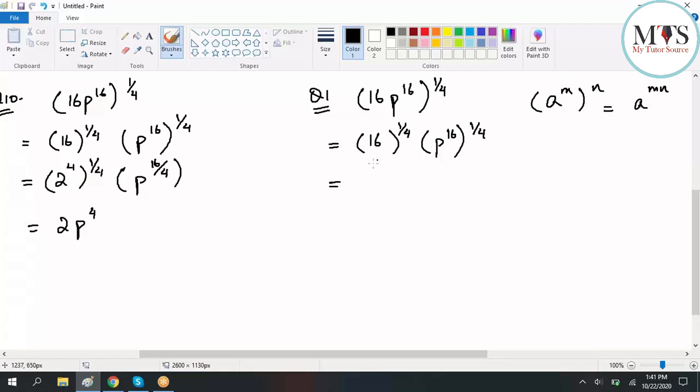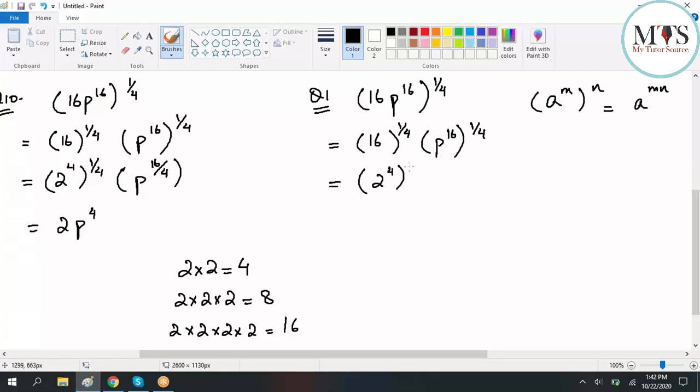So 2 times 2 is what? 4. Then 2 times 2 times 2 is 8. And when we multiply 2 four times, we get 16. So that's why you replace 16 with 2 to the power of 4, then whole power 1/4.